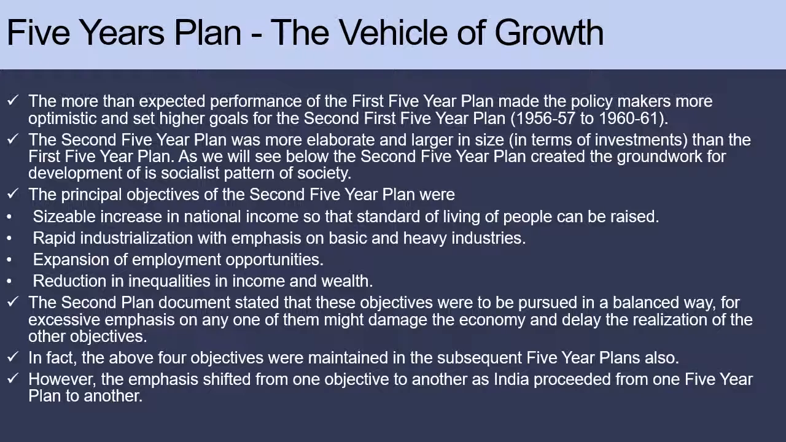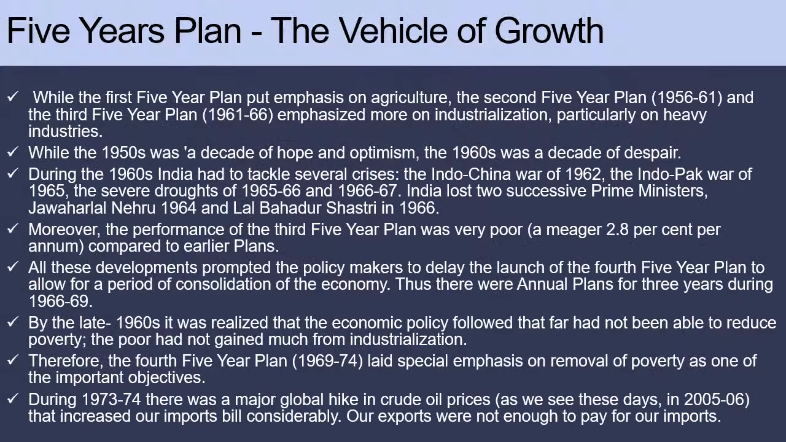In fact, the above four objectives were maintained in the subsequent five-year plans also. However, the emphasis shifted from one objective to another as India proceeded from one five-year plan to another. While the first five-year plan put emphasis on agriculture, the second five-year plan, 1956-61, and the third five-year plan, 1961-66, emphasized more on industrialization, particularly on heavy industries. While the 1950s was a decade of hope and optimism, the 1960s was a decade of despair.